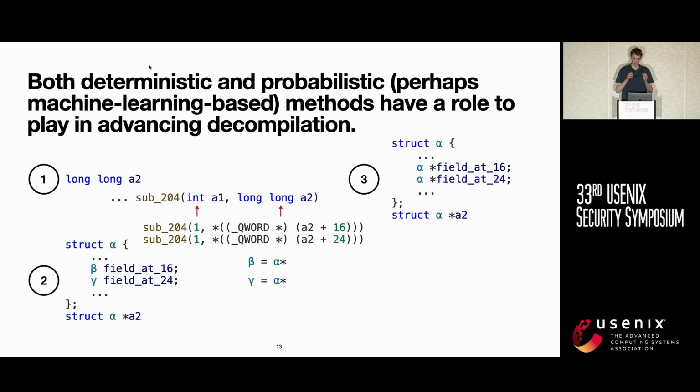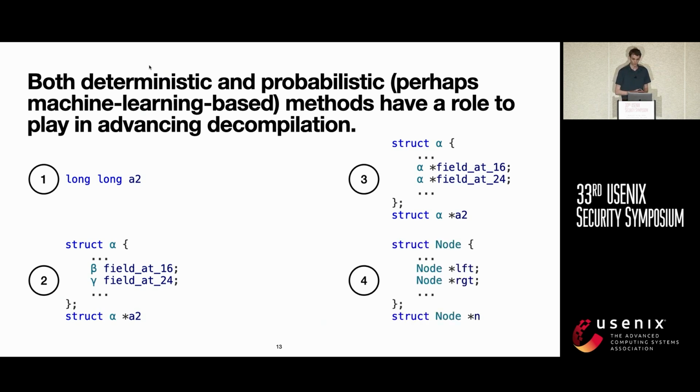But there's still something important missing here: names. The struct, the fields, and in fact, the variable A2 itself all need names. And because names are completely discarded, to predict meaningful, non-generic, non-placeholder variable names, we would have to use probabilistic methods to do that.